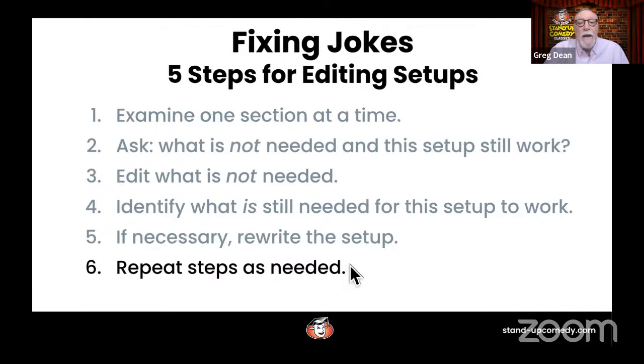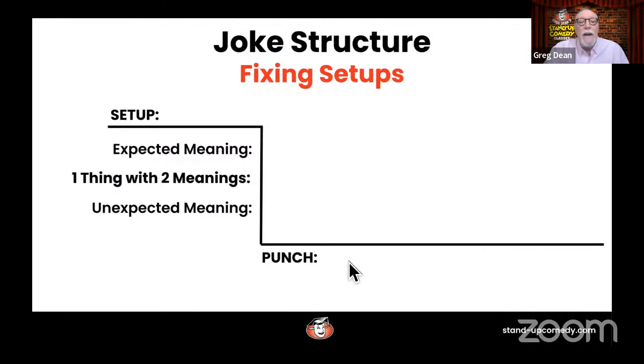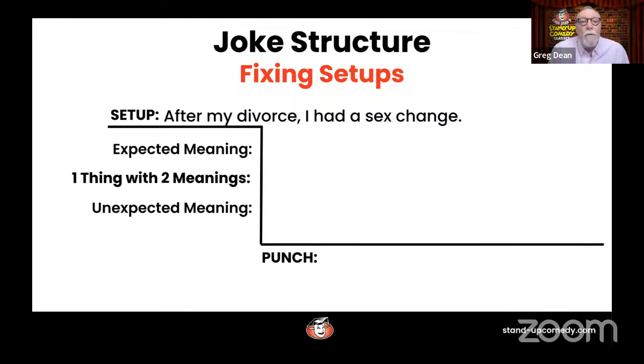Do we need to go over the steps again? No. There's our setup. After my divorce, I had a sex change. All of that comes down. Now, there isn't any more in this than what is needed. Okay? We set the context, and we got the ambiguity in there, and the expected meaning is all established by that setup.